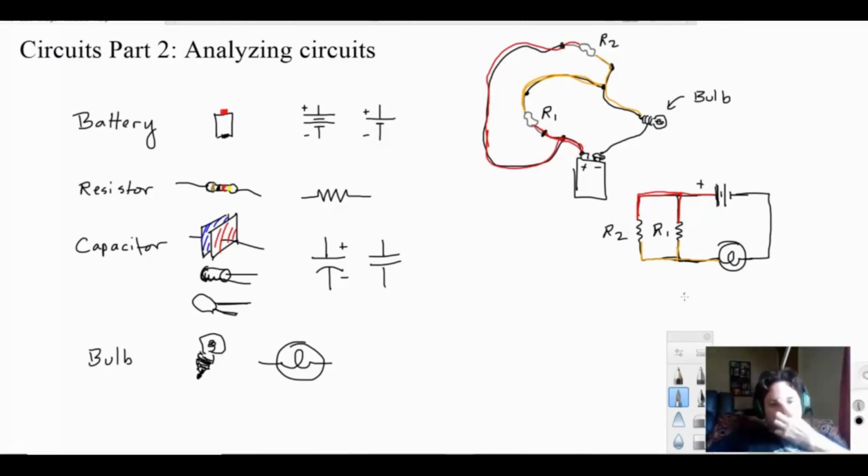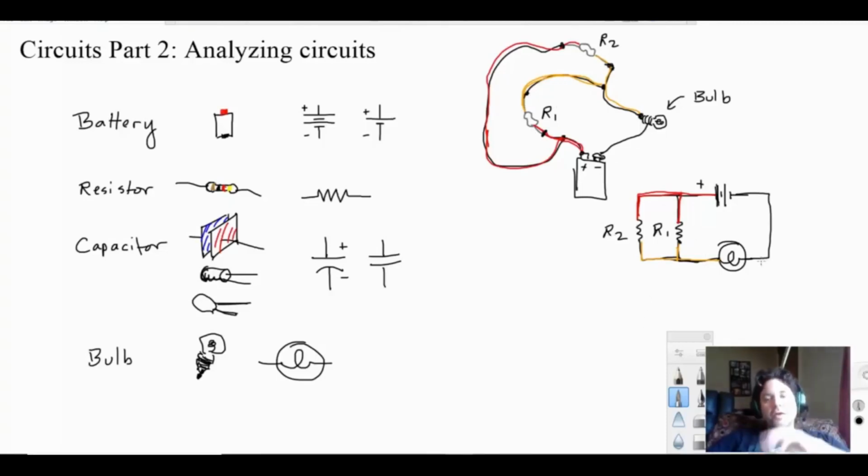Then we check the orange section and ask the same question. Can I access one side of the motor, one side of R1, and one side of R2? Excuse me, the bulb, not the motor. Yes, I can access one side of the bulb, one side of R2, and one side of R1 in the same way that I can in this circuit, right?